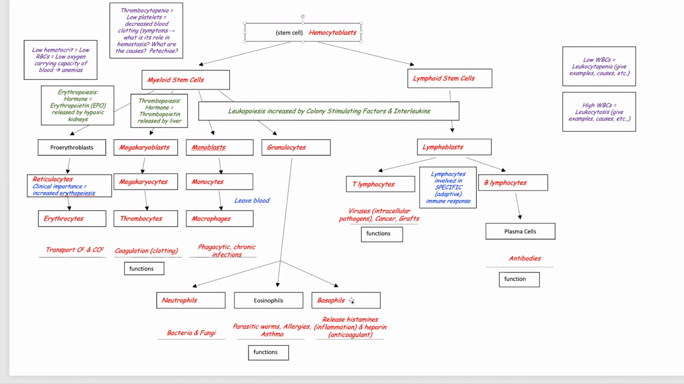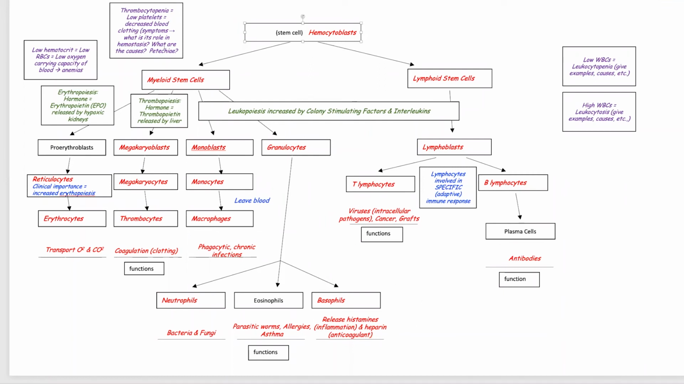The last granulocyte that I have here are the basophils. Basophils store in their granules histamine and heparin. Histamine initiates inflammation, and heparin is an anticoagulant. In other words, it prevents blood clotting.